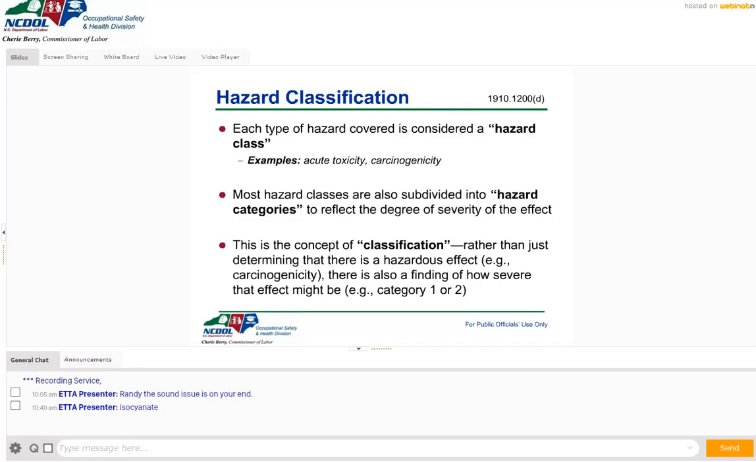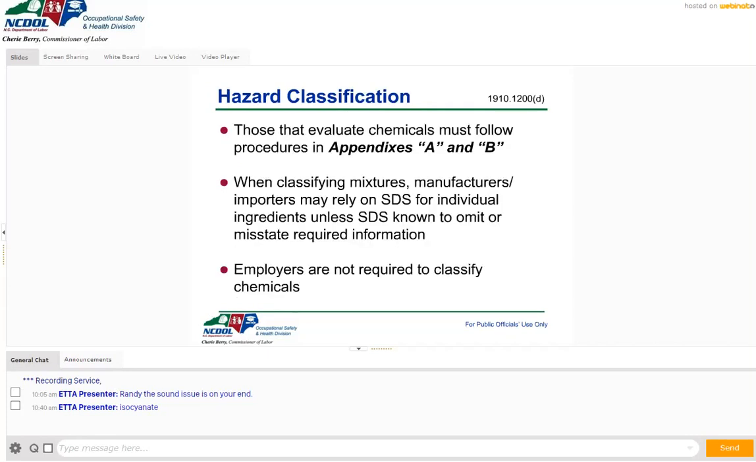So if you're training people on HAZCOM, I would just tell people that you've got categories of these classes, and that 1s are bad and numbers higher than 1 are safer. But I wouldn't go into that at all or very little, because you're going to confuse the heck out of people. And I'm going to show you how in a second. Now that's in appendices A and B.